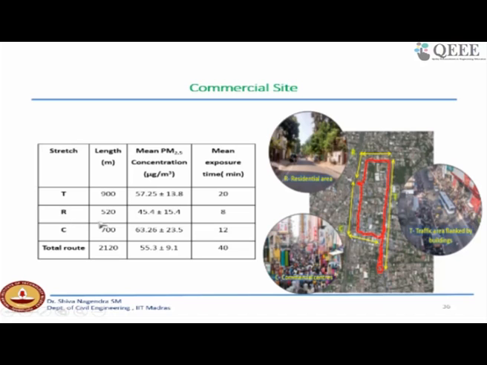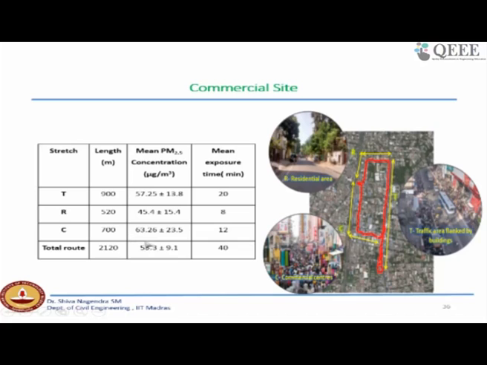Then coming to the residential side, it's about 520 meters in length. The average concentration exposure was 45.4, with a deviation of 15 and an exposure time of 8. Coming to the commercial site, again with a length of about 700 meters, the concentration is 63.26 with a standard deviation of 23. Again, the exposure time is 12.